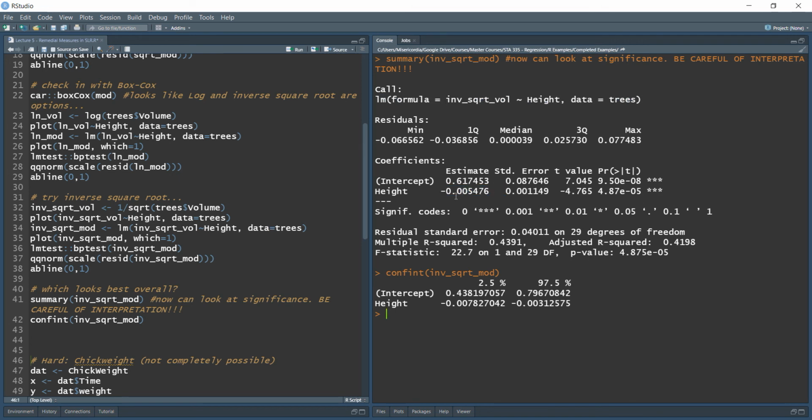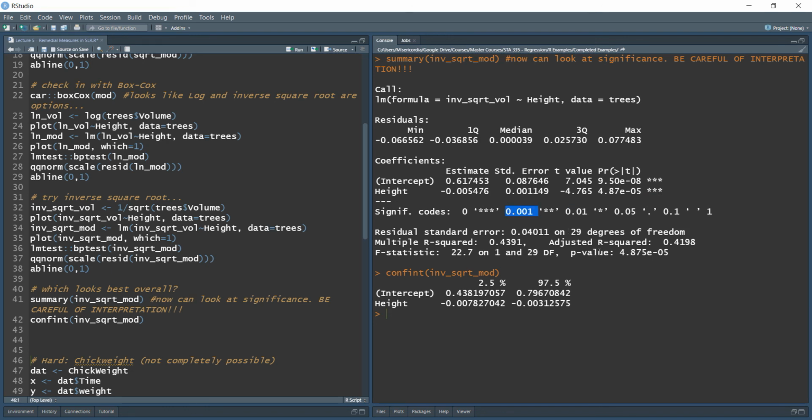Well, the statistical interpretation adds a little bit of complexity, but honestly, the statistical interpretation is really easy. For a single unit increase in height, the inverse square root of volume decreases by 0.005, and a reasonable range for that decrease would be between 0.007 and 0.003, again for every unit increase in height. This decrease in inverse square root volume per increase in height is statistically significant at the alpha equals 0.05 level. It's statistically significant at the alpha equals 0.01 level.